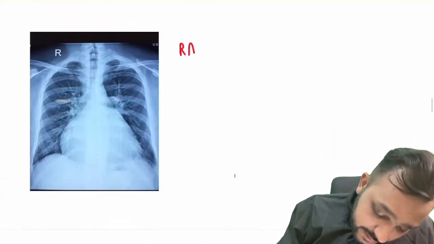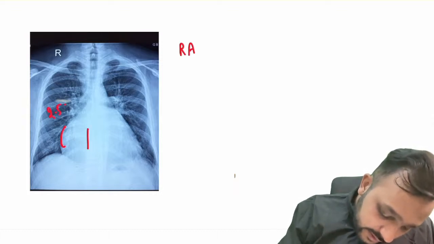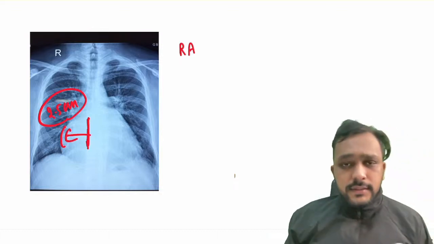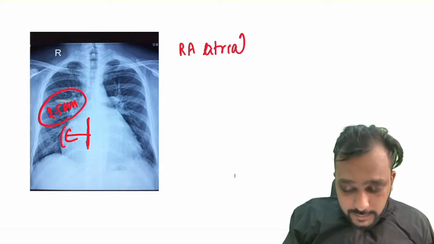So the most important is right atrial enlargement, right? So when the right heart border is more than 2.5 centimeter away from the lateral margin of the vertebra, right? This is seen in a patient with right atrial enlargement.